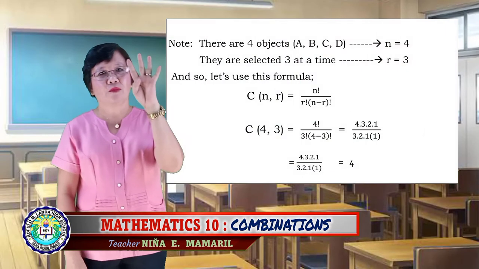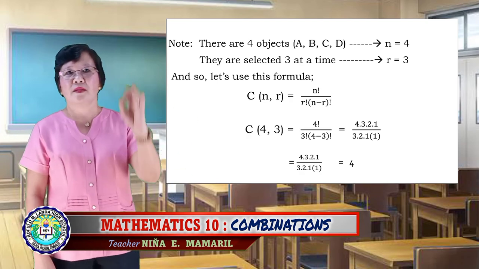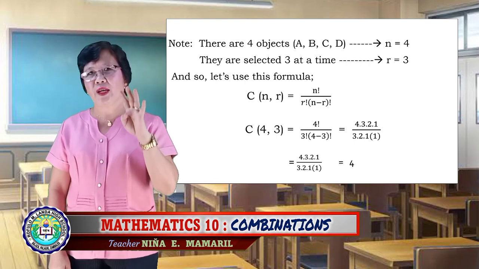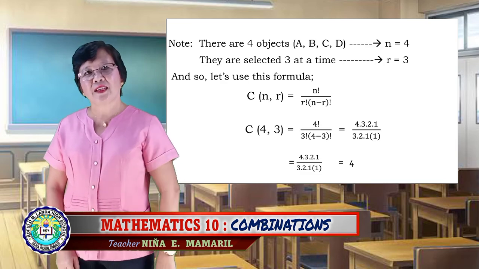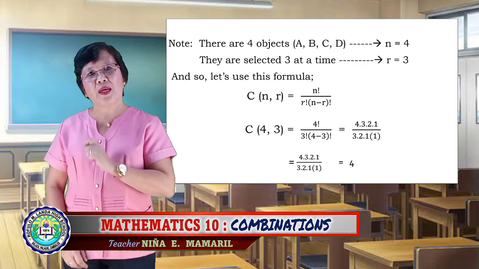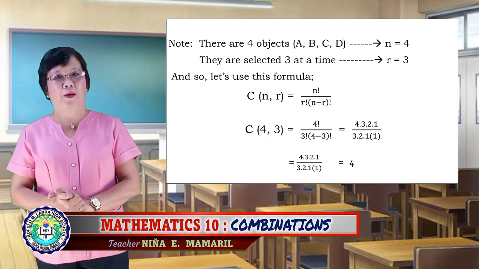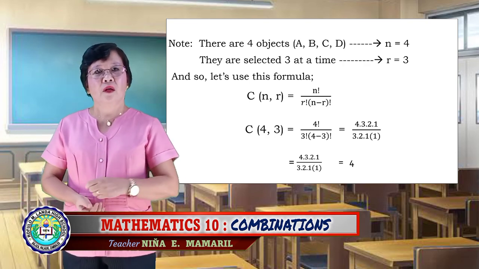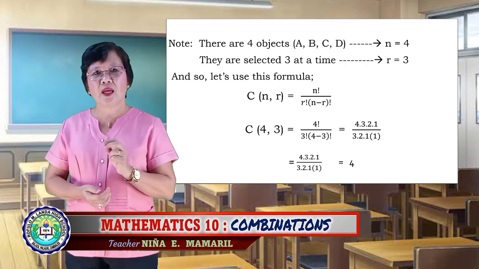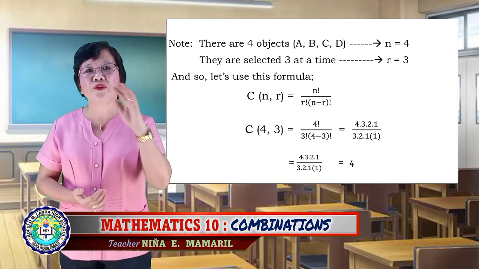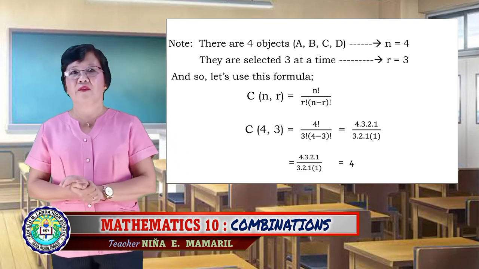Note, there are 4 objects. What are these 4 objects? A, B, C, and D. These 4 objects will be our N, that is equal to 4. These 4 objects are selected 3 at a time, and this will be our R, which is equal to 3. So let us use the formula in getting now your combinations, wherein you have C of N objects taken R at a time is equal to N factorial over R factorial multiplied by the quantity of N minus R factorial.